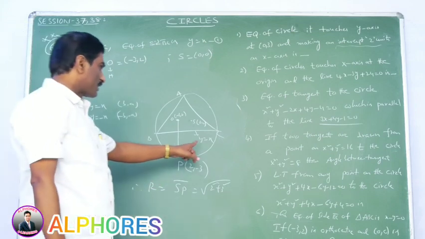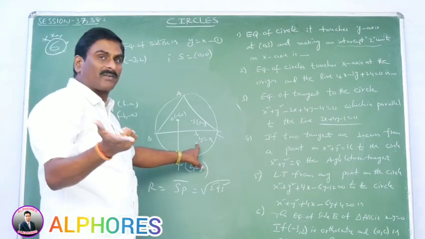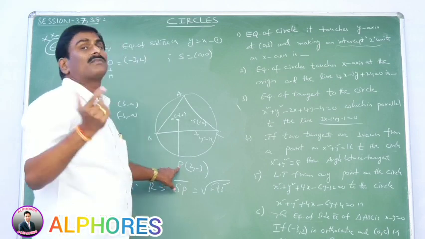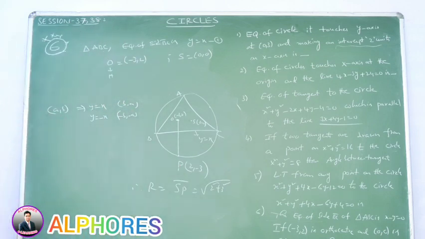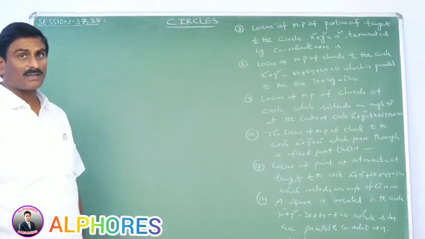If the line is ax plus by plus c, then we find the point P by using the formula (h minus x1) by a is equal to (k minus y1) by b is equal to minus 2 of (ax1 plus by1 plus c) by (a square plus b square). Okay. Seventh one.